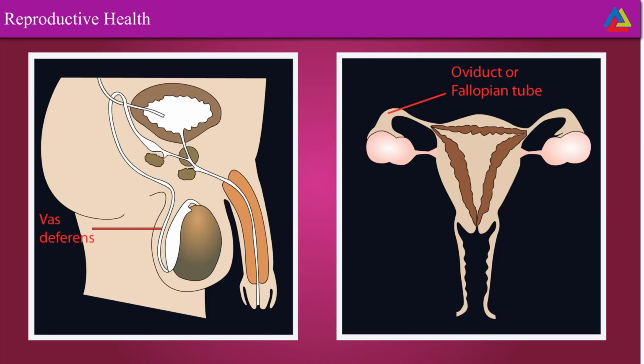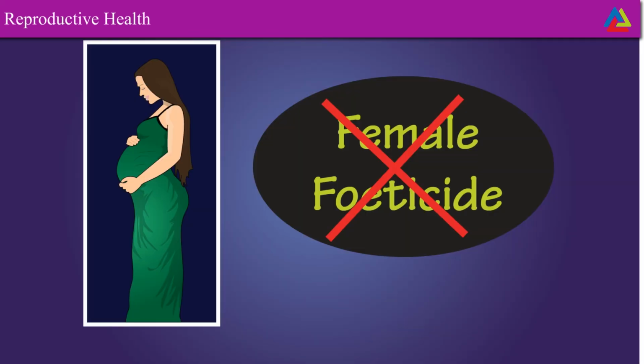If the vas deferens in the male is blocked, sperm transfer will be prevented. If the fallopian tube in the female is blocked, the egg will not be able to reach the uterus. In both these cases, fertilization will not take place. Surgical methods can be used to create such blocks. Surgery can also be used for removal of unwanted pregnancies. Sex-selective abortion of female fetuses is illegal and prohibited by law.